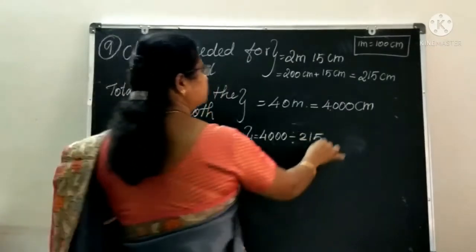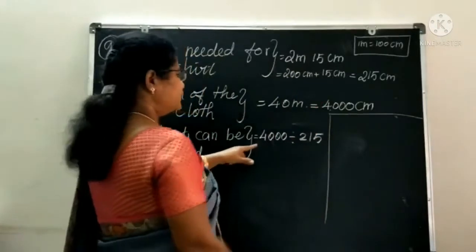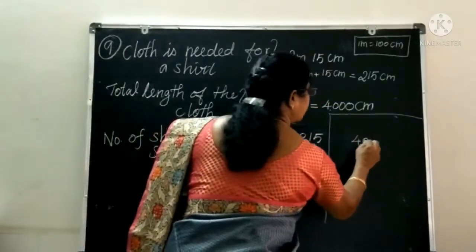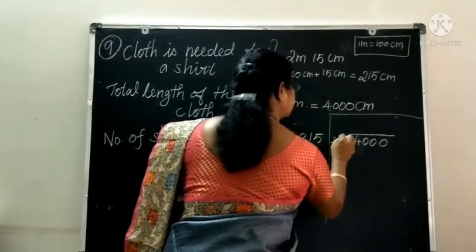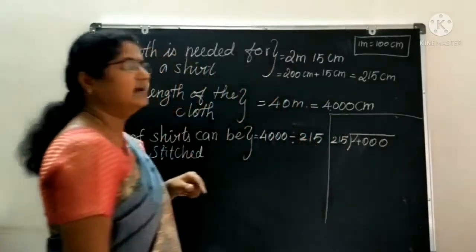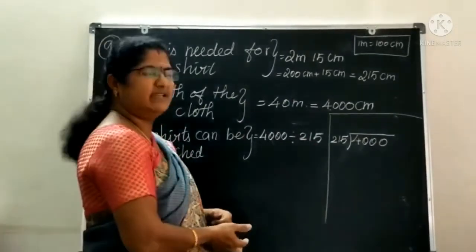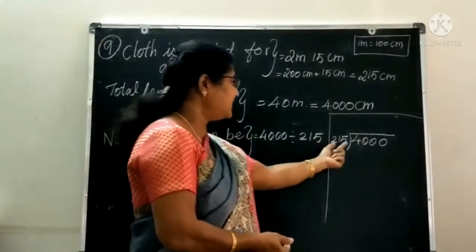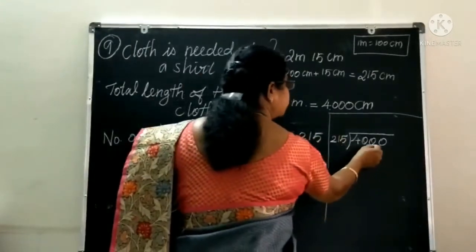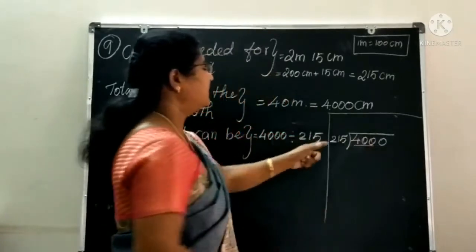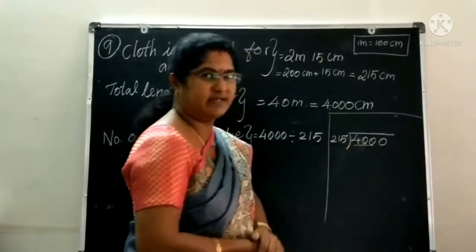I divide here. This is for division. 4000 divided by 215. Three-digit, four-digit division is also very easy. What to do with the divisor? How many digits? 3 digits. Likewise, you take 3 digits in the dividend also. That much of digits you have to take.